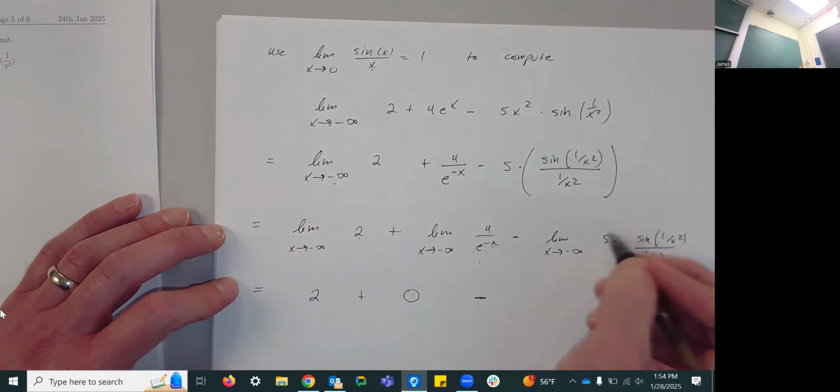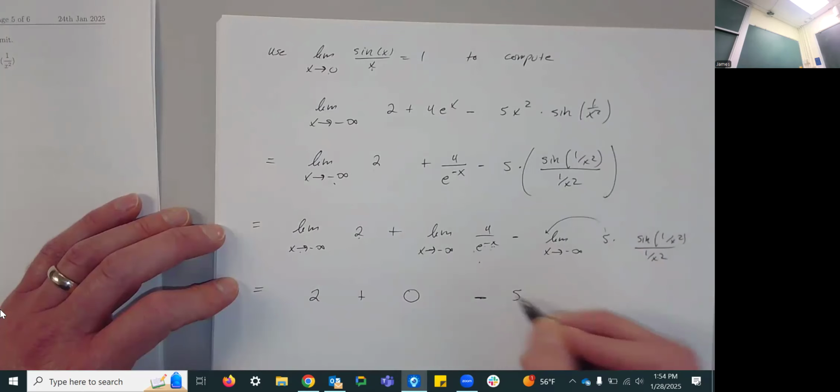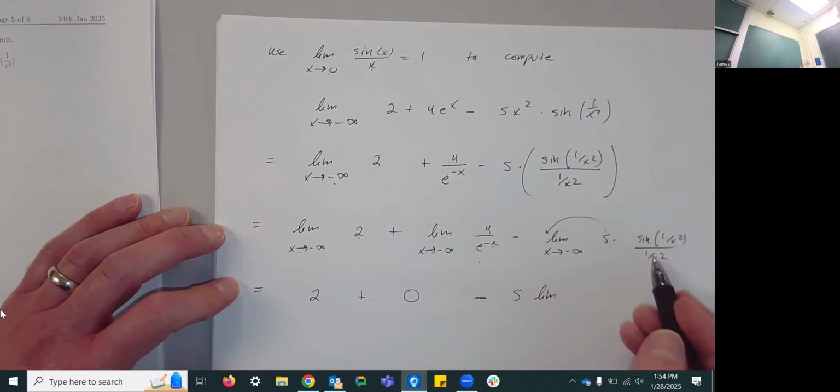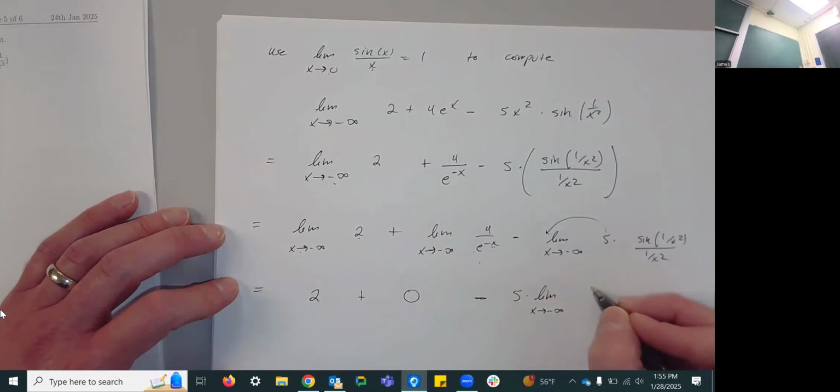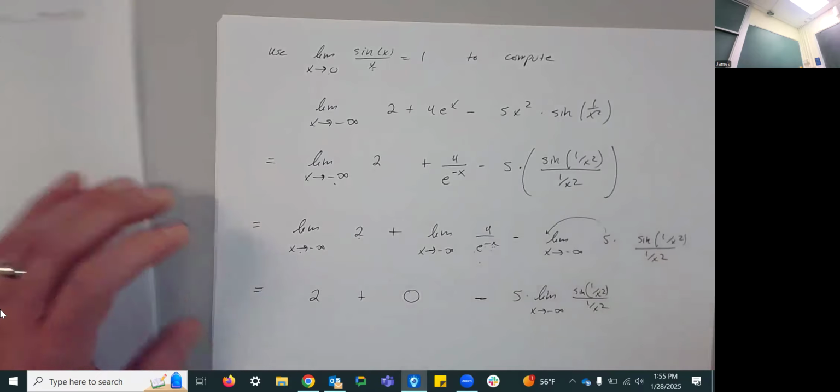Minus, we can probably bring this 5 out in front of the limit here. And then I think it's okay to just say this limit's equal to 1, 5 times 1. But if you wanted to do more work, which I don't really want to, because I have a limited amount of time to take this test.